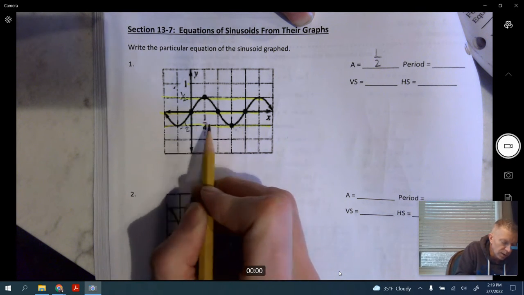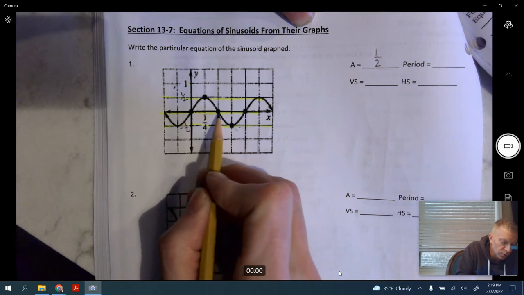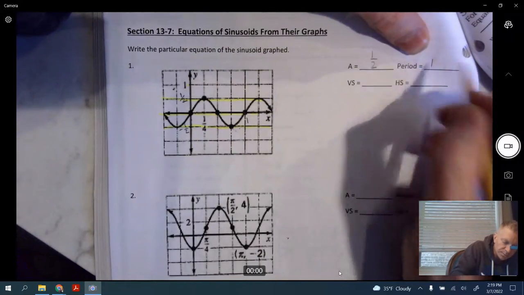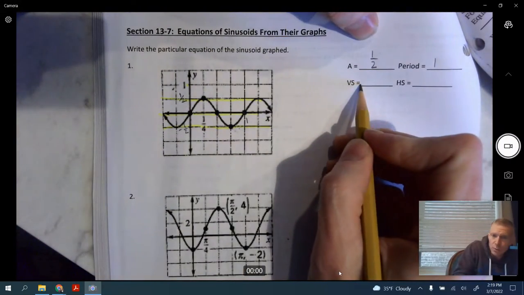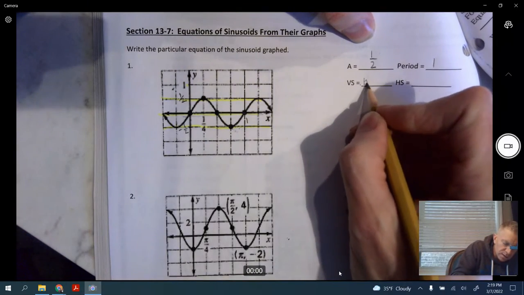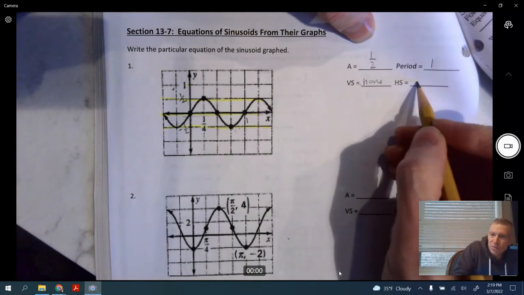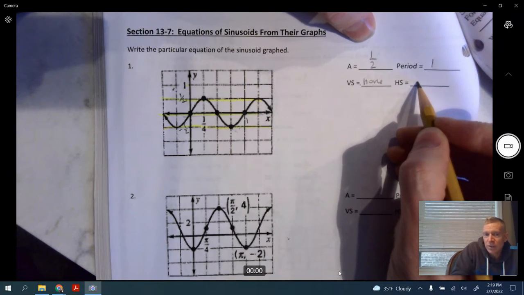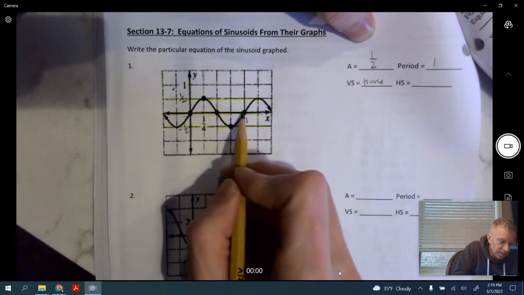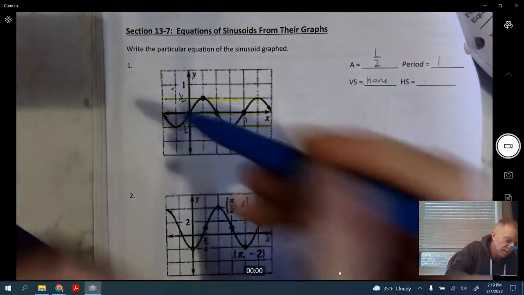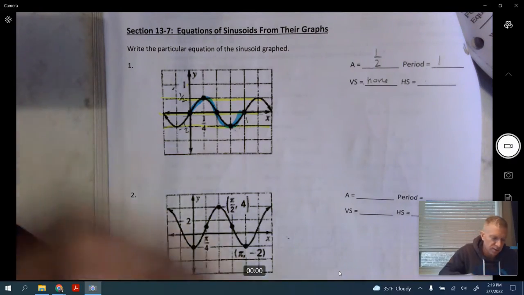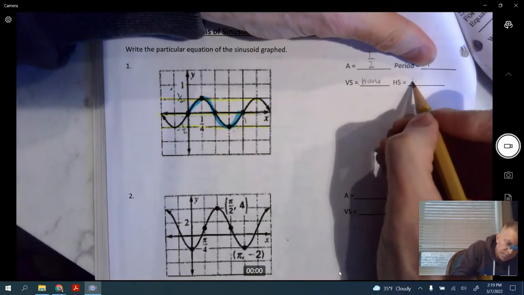So our period would be, each one of these is 1/4. So 1/4, 2/4, 3/4, 4/4. So 1. The period is 1. Vertical shift is where your wave axis is. The wave axis is on the x-axis, so there's none. Now this is what might change depending on where you want to start your graph. If I'm starting right here and ending here for this cycle of a sine graph, there's no horizontal shift. There's no phase shift. So I'm going to say none.